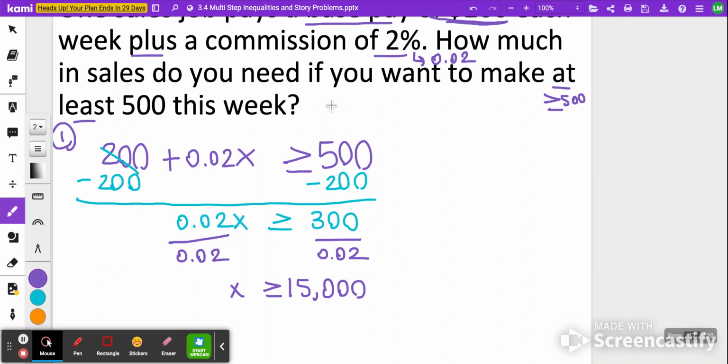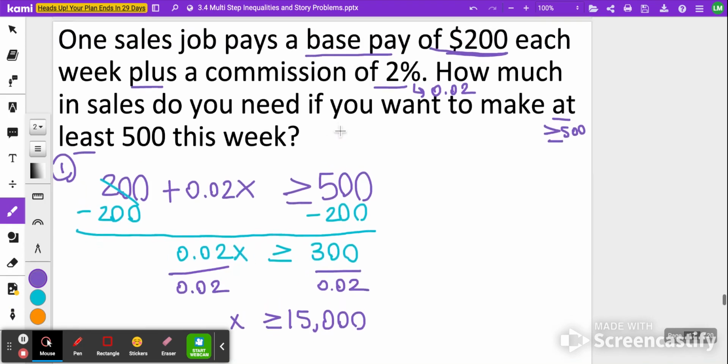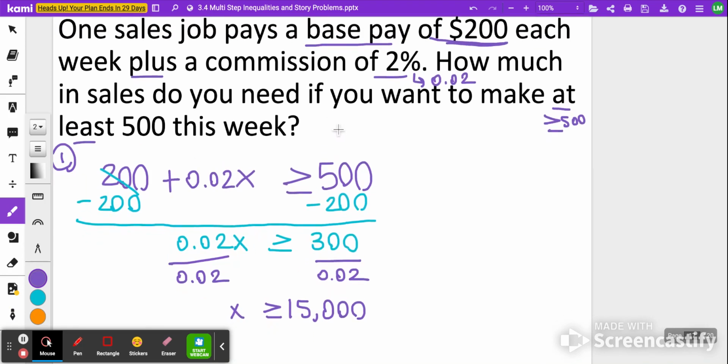Some agencies might give you a higher commission. So if you're interested in sales, always ask before you sign your contract, hey, how much am I going to get paid in commission? It might be very easy for this company to sell $15,000.